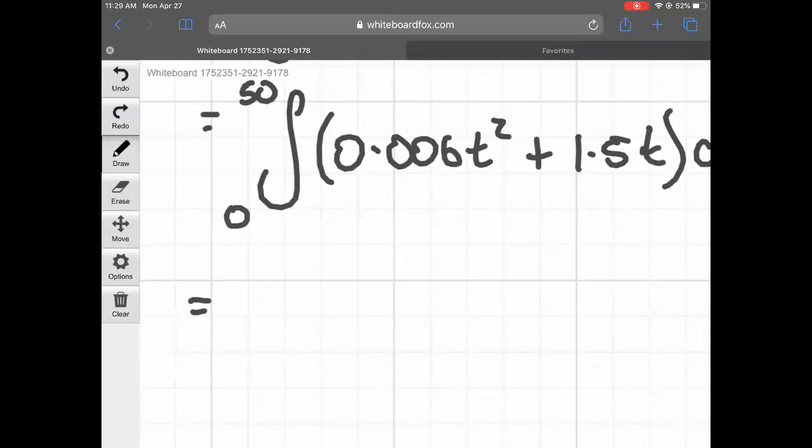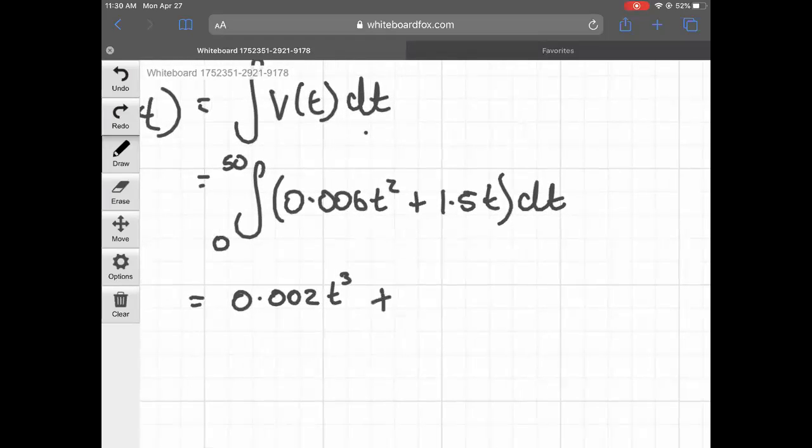Okay, so when I integrate this, I get the t cubed, t goes to the power 3, I divide by 3. 6 over 3 is 2. So I should get 0.002 t cubed, okay, plus 1.5 t squared, all divided by 2. That's 3 over 2 over 2, which is 3 over 4, or 0.75.